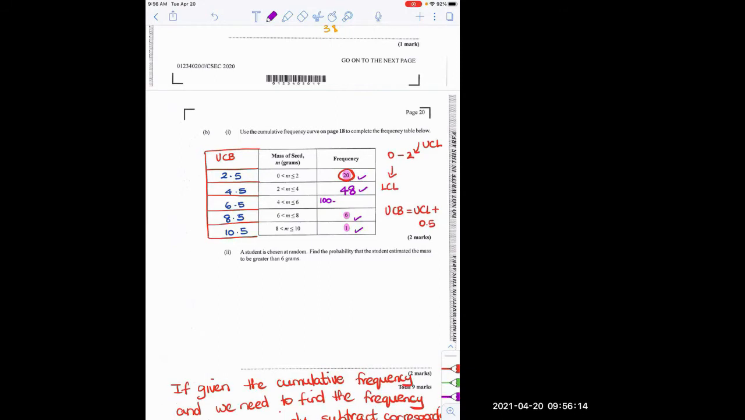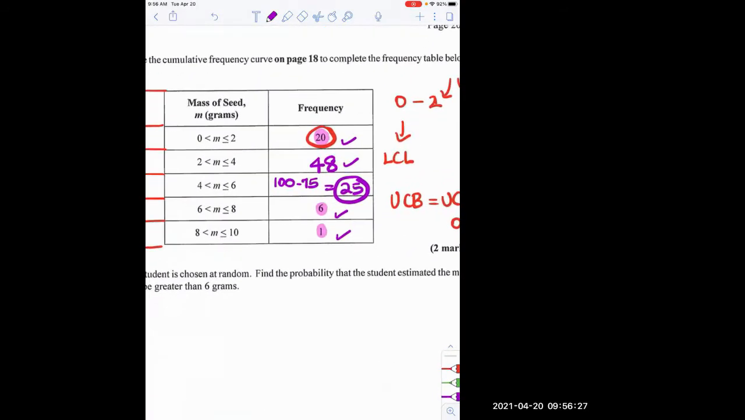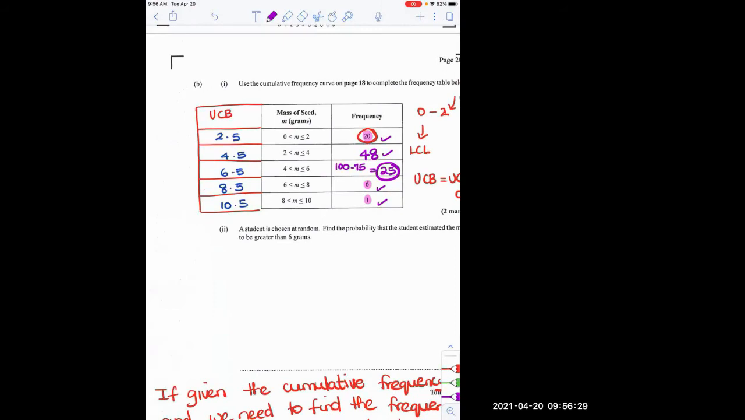75. Yes. So take away 75 from 100. 25. Because the numbers have to add up to 100, this interval here must be 25. Go ahead, Jason. Miss, I get 25. Okay. Yes.